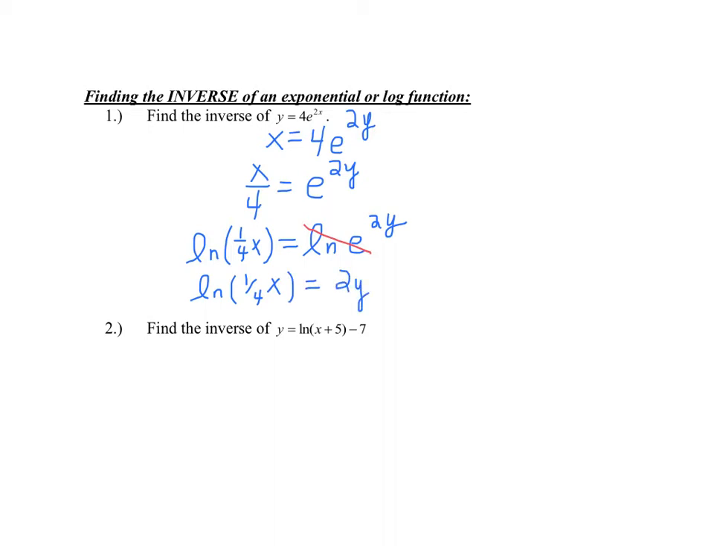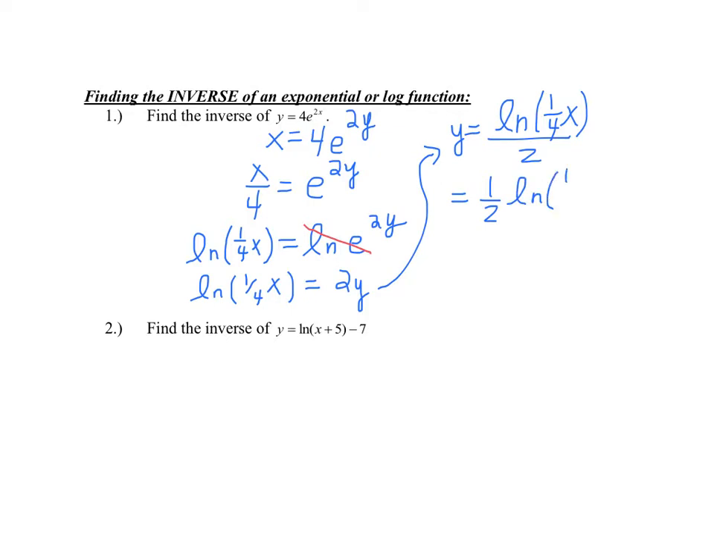That 2y just drops down from the power, and so our last step to get y alone, we would divide by 2. So the natural log of 1/4 x, all this divided by 2. Or you can write this as, if you'd like, 1/2 times the natural log of 1 over 4 times x. So this would be our inverse equation.